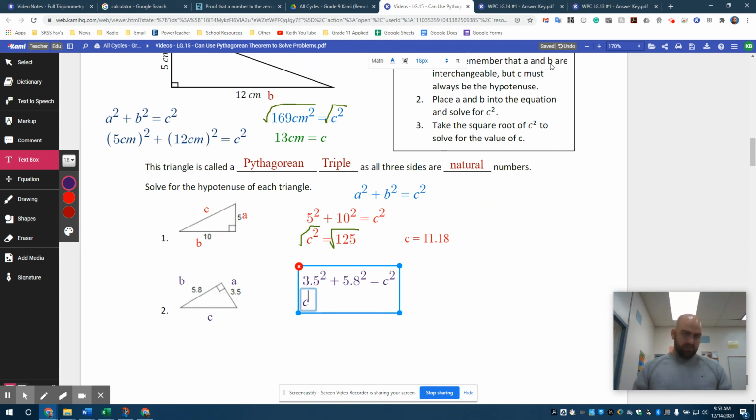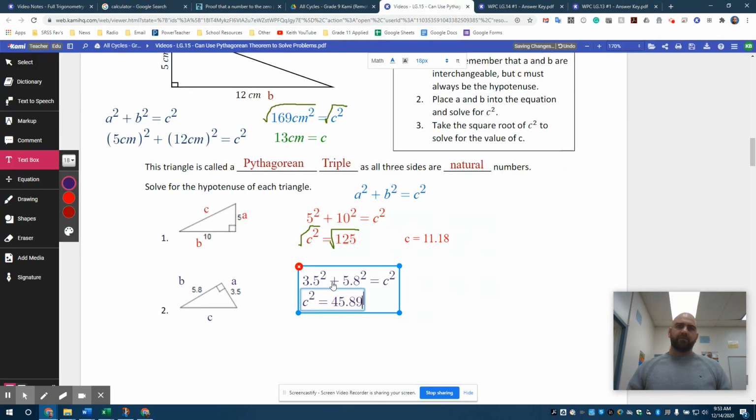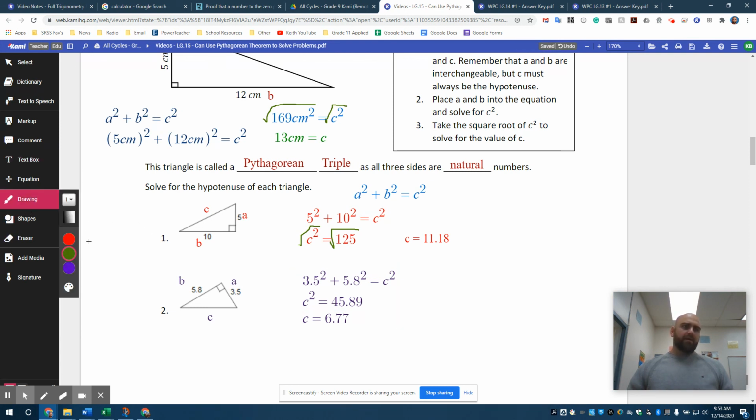So C squared equals 45.89. I believe it was. Let me just double check. Yep. And then remember when you take the square root of our answer we get 6.77. So when you take the square root, C is equal to 6.77. Again, it's longer than the side length, and so that is the most important part. I'm just going to go through this really quickly: we took the square root of these two, and it gives us C is equal to 6.77, which is in fact longer than that side.